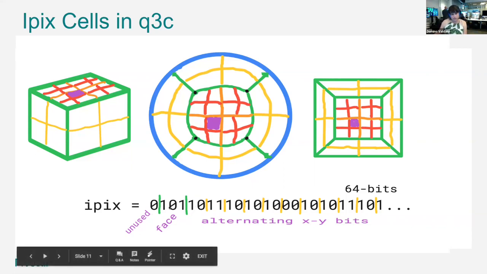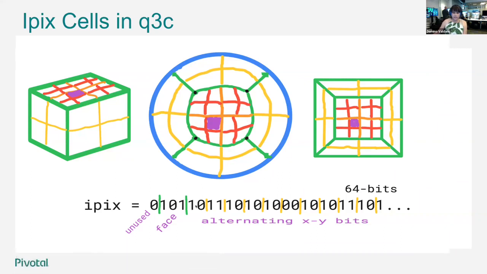The first digit's unused, and then the next 3 bits represent which of the six faces of the cube you're on, and then the rest just alternate basically X and Y coordinates within a particular face. You can also think of it as every 2 bits telling you which of the 4 nodes of the tree to go down. So it's mapping out a path through the quad tree.